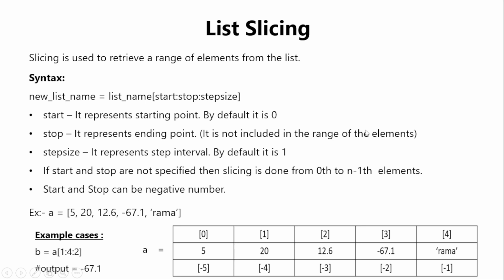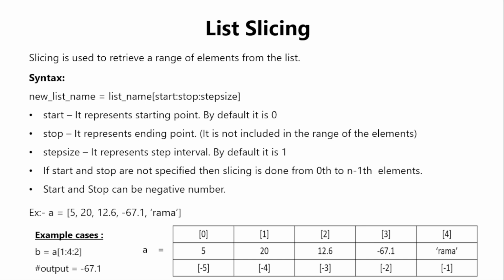Now list slicing. We have come across this topic with string slicing as well. The concept remains the same: you retrieve a range of elements from the list. The syntax remains the same: new list name is equal to list name, start, stop and step size. Start represents the starting point of the data you want to retrieve, and the stop value is the ending point of the range of elements.